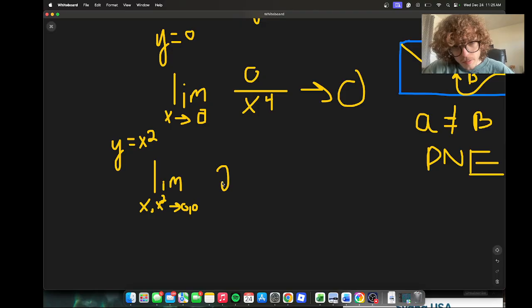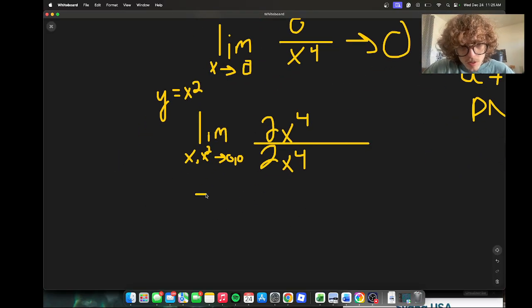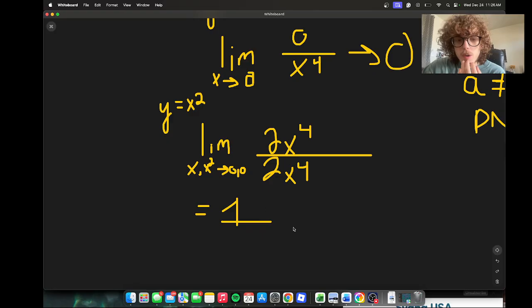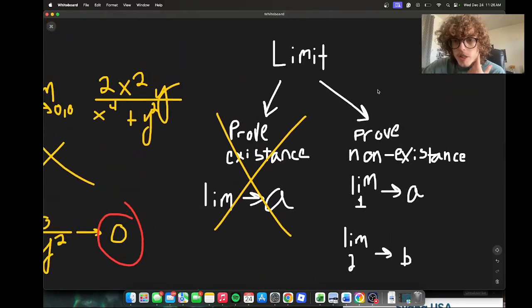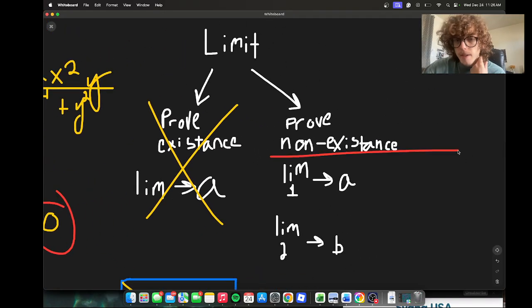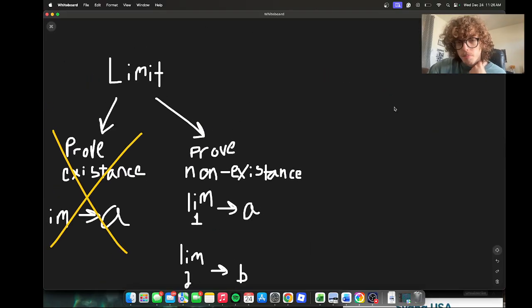It's going to be 2x to the 4th over 2x to the 4th. And what happens? Do you notice anything? Well, this is just going to equal 1. Okay, because 2x to the 4th over 2x to the 4th cancels. Isn't that really shocking? Notice now, when we go across this path, we get 1, but at the other times we got 0. This gives us that contradiction we need to prove that the limit does not exist, right? We're going with this route, proving non-existence of the limit to show some property of the limit.